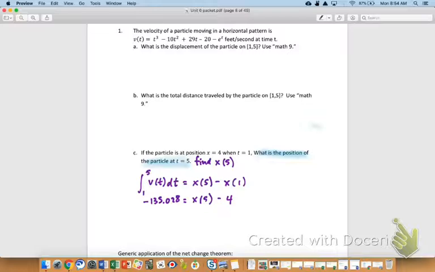So that's my displacement. I'm trying to find x of 5. So how do I get x of 5 by itself? Add 4. That's right. So if I add 4 to both sides, I get negative 131.028 equals x of 5. I'm done. Is that all the work you have to show?